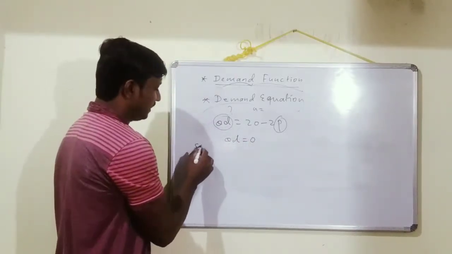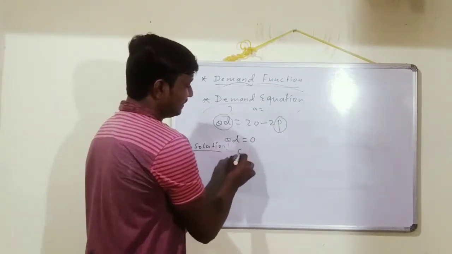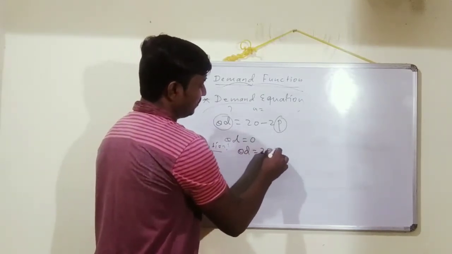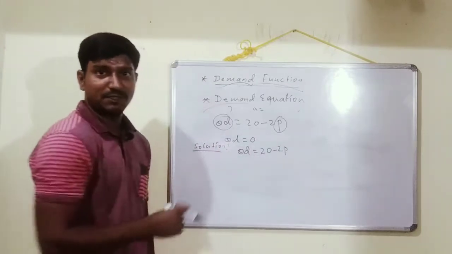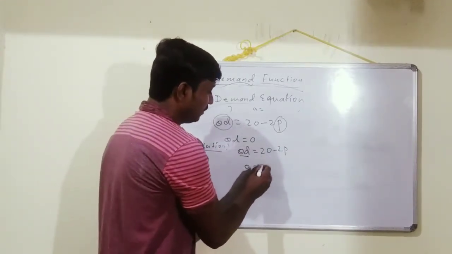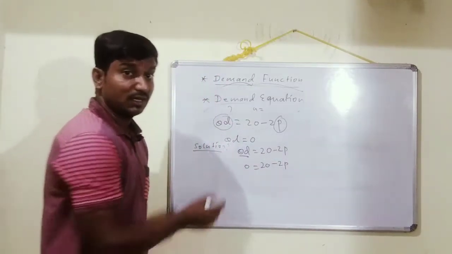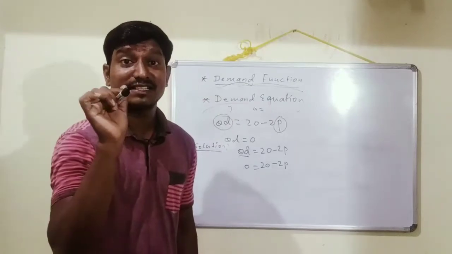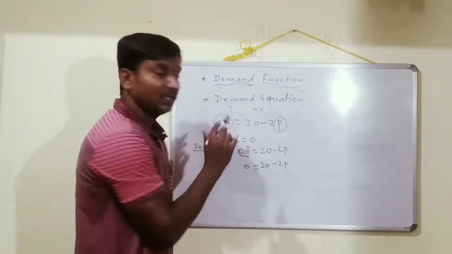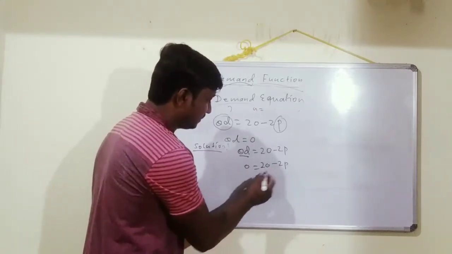Look at the solution now. QD is equal to 20 minus 2P. This is the equation given to us. Now you substitute QD by 0. 0 is equal to 20 minus 2P. Now we have to find the maximum price so that the quantity equals 0. So now we simplify this.